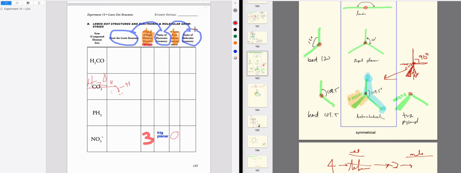How many areas of high electron density? Okay, well, I'm going to circle around my central atom and count. There's 2 single bonds, that's 2. There's no double bonds, no triple bonds, and 1, 2 lone pairs for a total of 4. If I have 4, it has to be tetrahedral.